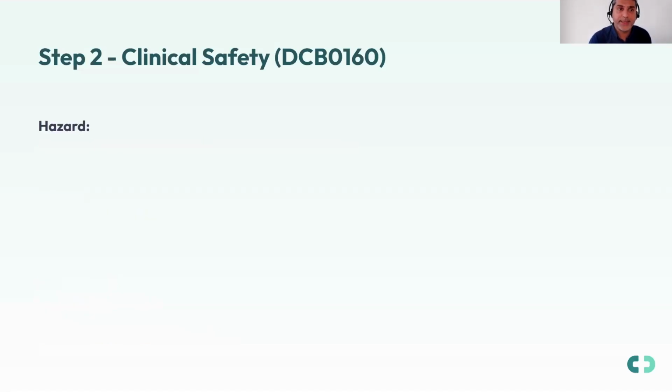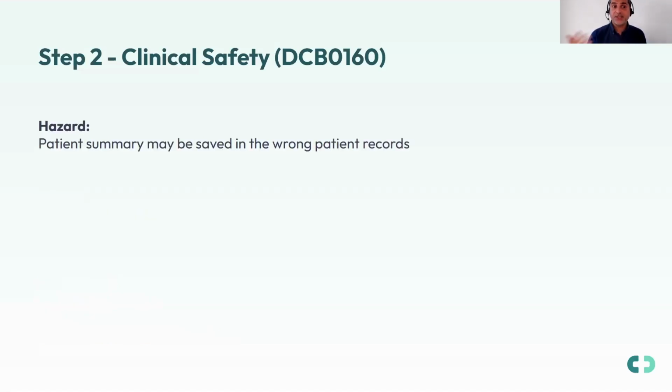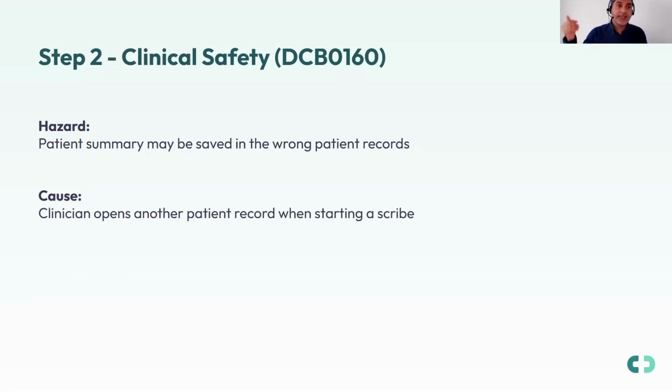Another example could be, let's say there's a hazard that the patient summary may be saved in the wrong patient record, and it's something that can potentially happen. So let's have a look at what the causes are. We do a bit of a brainstorm and think, actually, this could be a potential hazard, but what could be the cause? The cause could be that the clinician is opening up another patient's record when they're starting a scribe on another patient. And so therefore that's a risk.